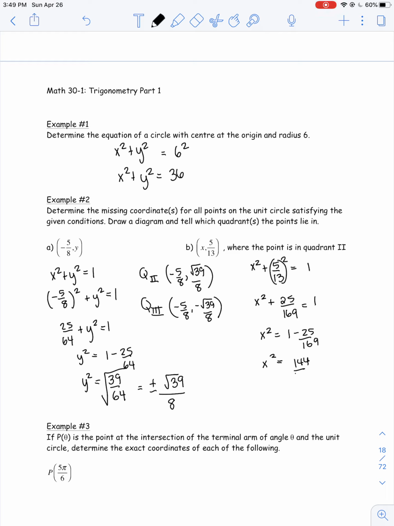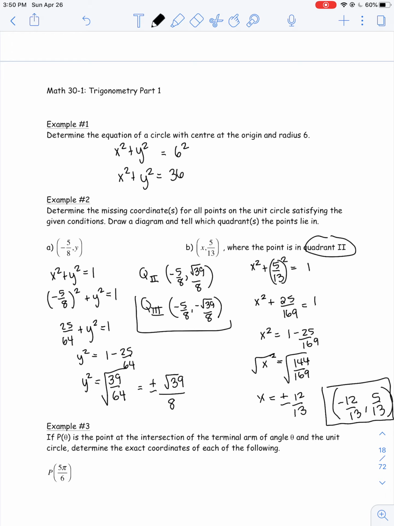And you should get that x squared equals 144 over 169. Now we're going to square root both sides, leaving us with positive negative 12 over 13. Now, since this answer is in quadrant number 2, the x value has to be negative. So the only solution that's possible is negative 12 over 13 and the positive y coordinate of 5 over 13. So that's your final answer there.